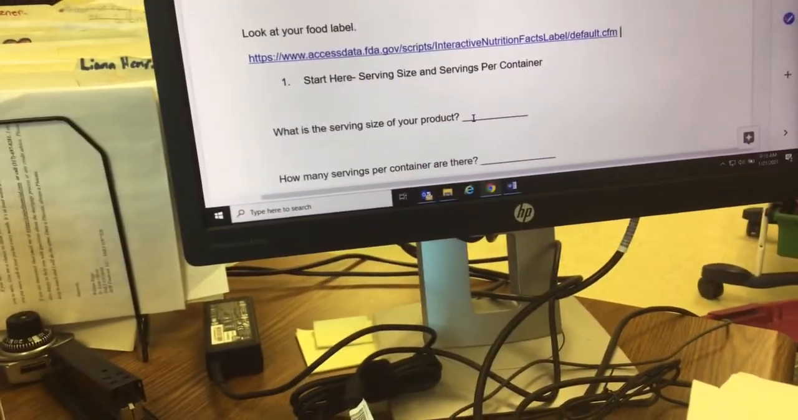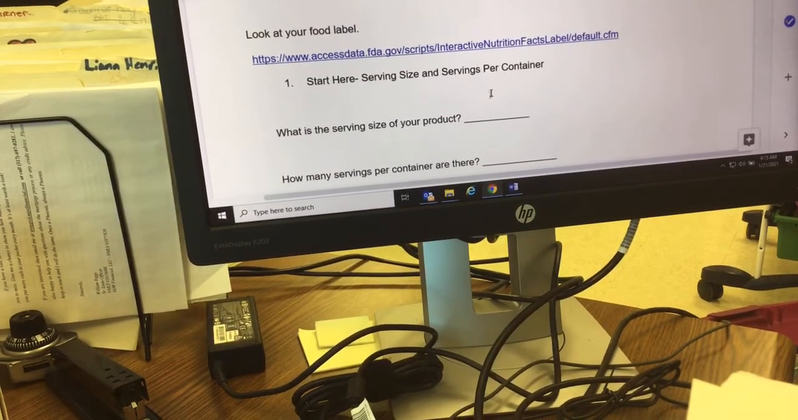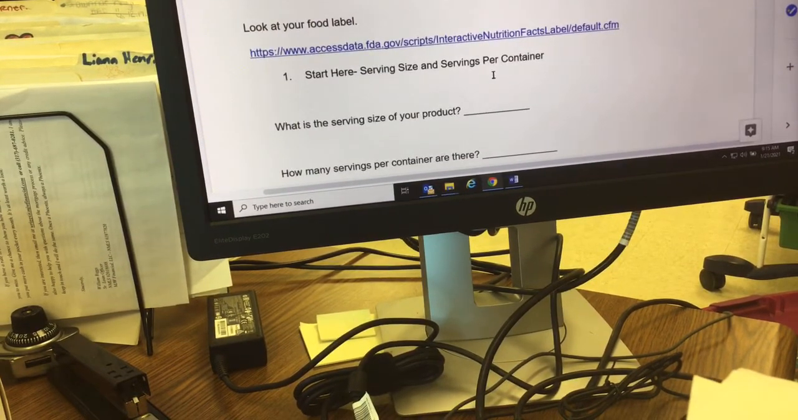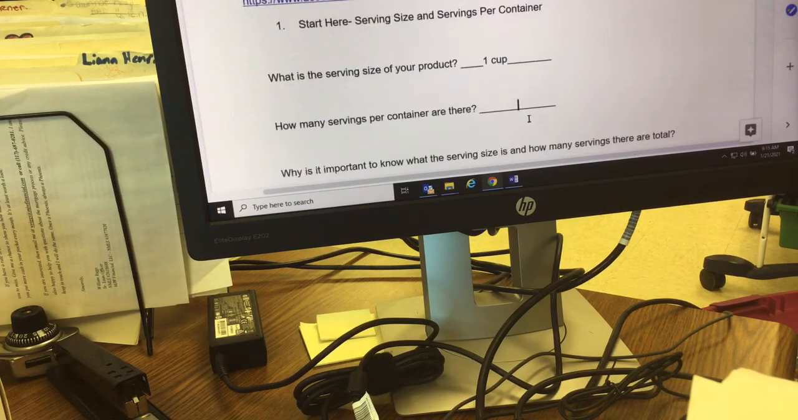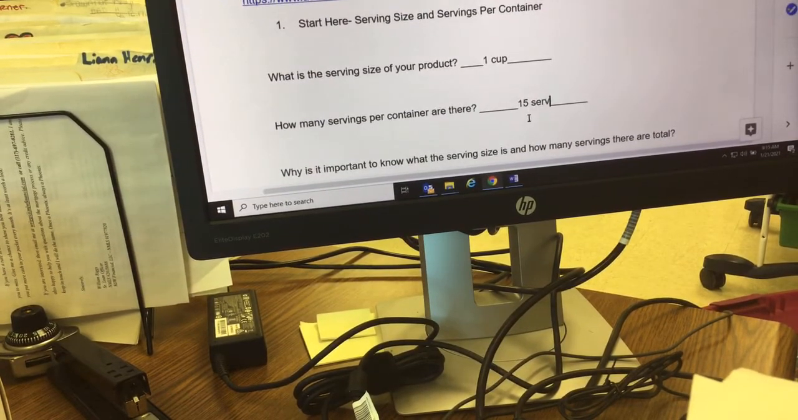So what is the serving size of your product? You're going to write that down, type that in. Mine was 1 cup, so I would be typing in 1 cup. How many servings per container are there? On my box, it said there was 15 servings. So 15 servings. You're looking at yours and you're typing that in.